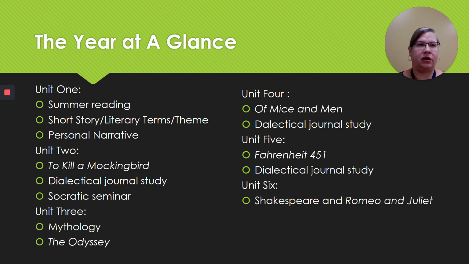Next semester, we will begin our second full novel, Of Mice and Men by John Steinbeck. And during the course of our study there, we will most likely have another Socratic seminar and probably another dialectical journal. And as I'm looking at my screen, I misspelled dialectical for Unit 4, so please forgive me. Unit 5 is our last novel for the year, Fahrenheit 451. And there's usually a Socratic seminar associated with that, as well as possibly a creative project, either with Of Mice and Men or Fahrenheit. Usually we end up our year with Shakespeare and Romeo and Juliet, just so the students have a bit of an exposure to William Shakespeare before they leave for their sophomore year.